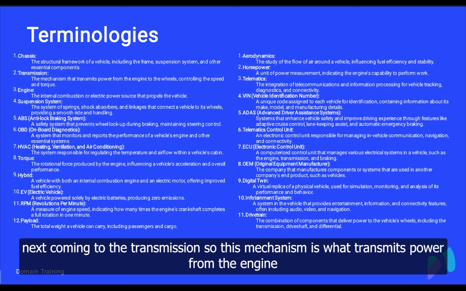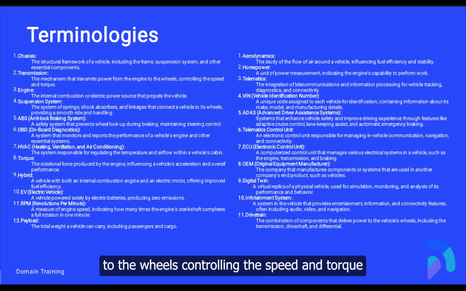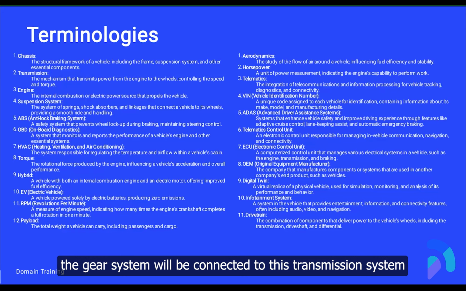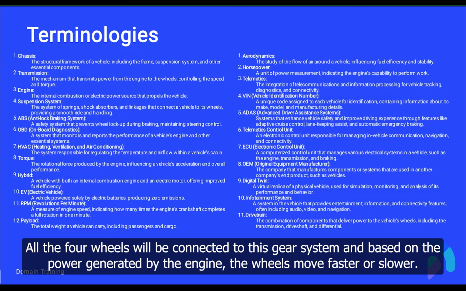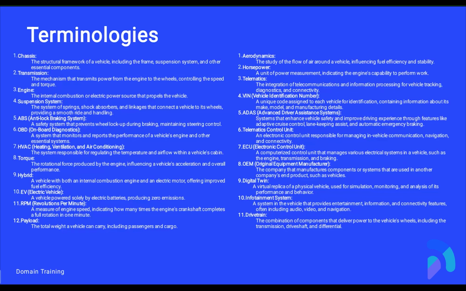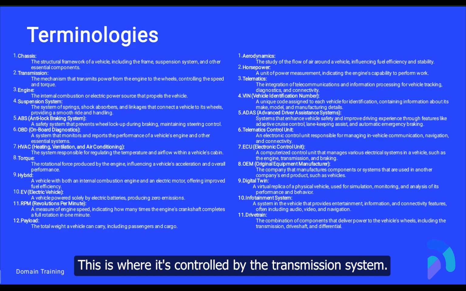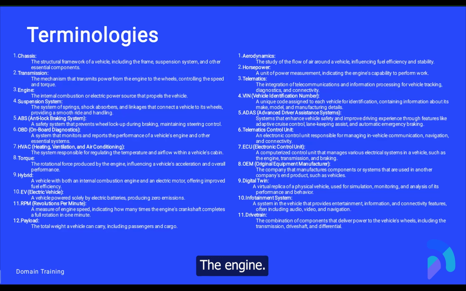So next, coming to the transmission. This mechanism transmits power from the engine to the wheels, controlling the speed and torque. From the engine, you have this gear system, right? The gear system will be connected to the transmission system, where all four wheels are connected, and based on the power generated by the engine, the wheels move faster or slower. So this is controlled by the transmission system.